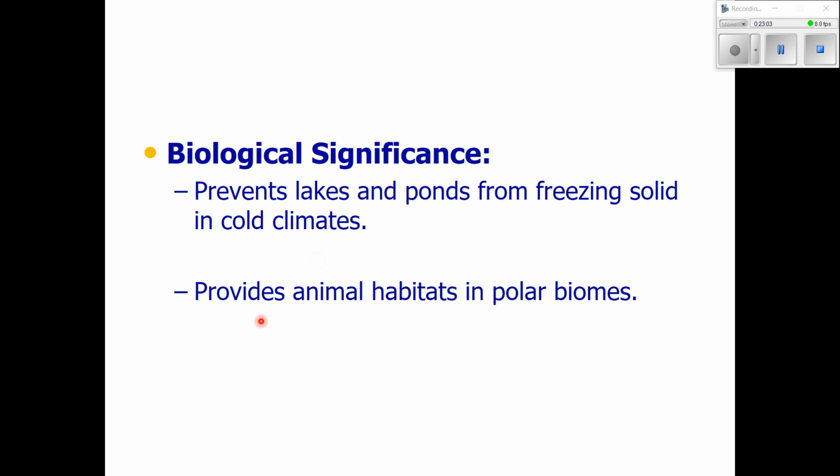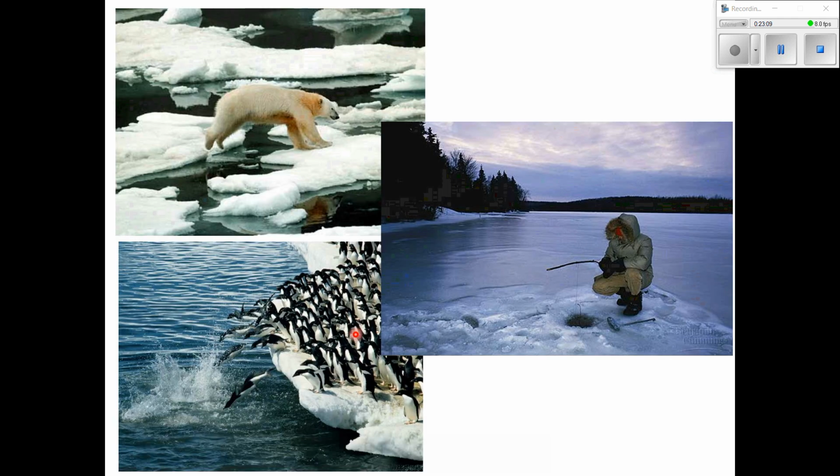Having floating chunks of ice also provides animal habitats in polar biomes. So you see that penguins and polar bears depend upon these floating chunks of ice as part of their hunting territory, their mating territory. It's a very important part of their ecosystem.